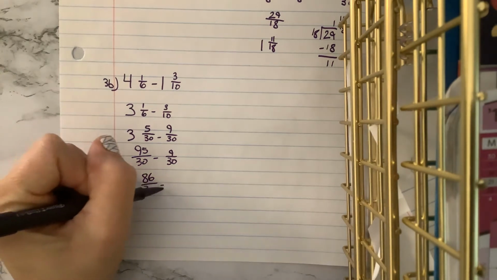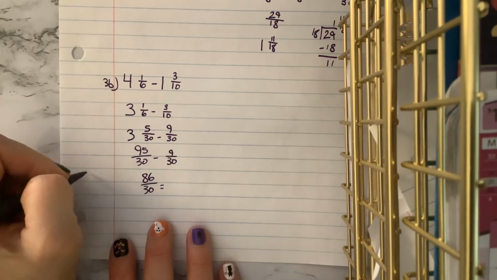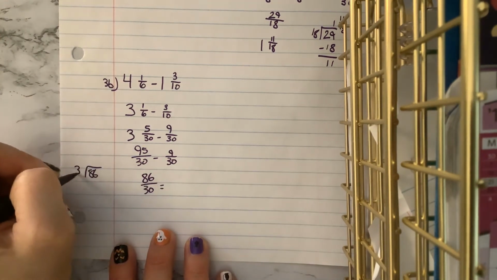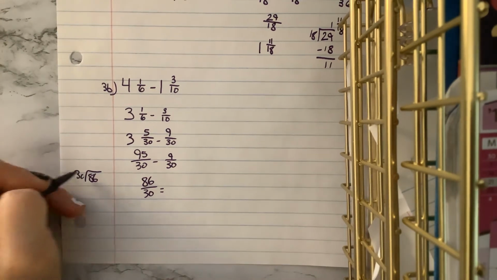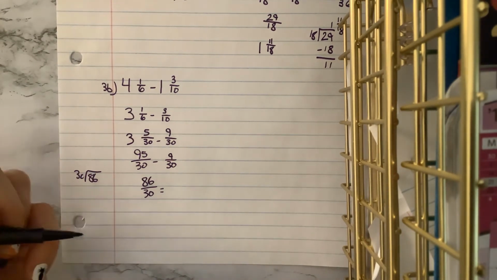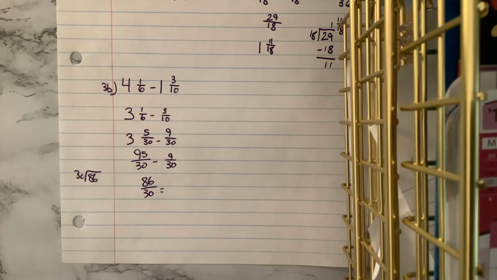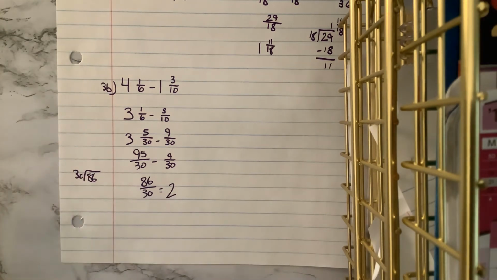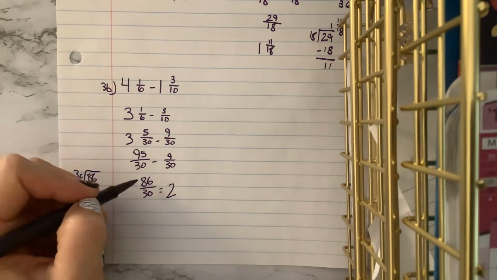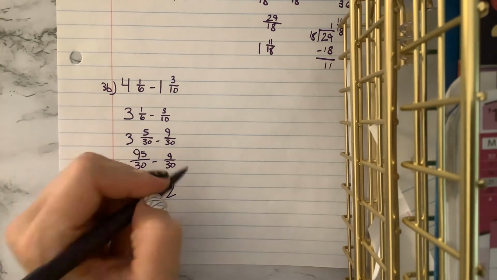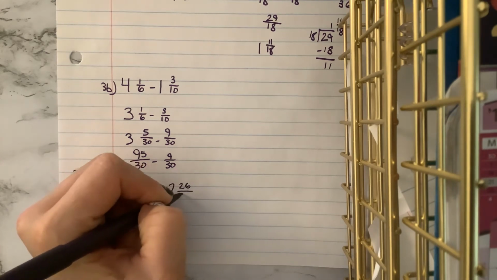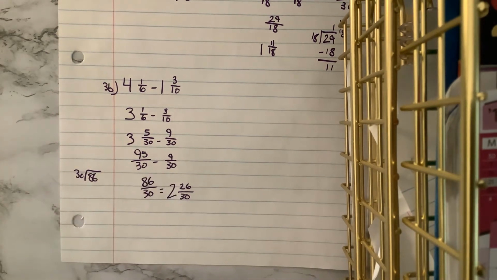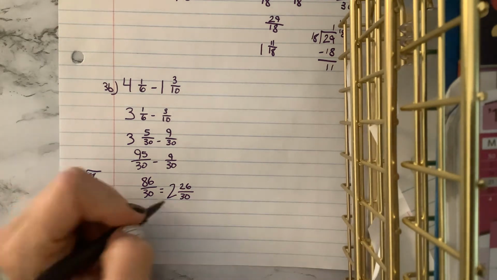We do that subtraction, we should get 86/30ths. So again, we could go off to the side and do this division here if we need to. Or we can also think 30, 60, 90. So if I'm skip counting, we're going to get a little too high if we go to 3, but 2, so 30, 60, 86 minus 60 is 26. So we get 2 26/30ths.